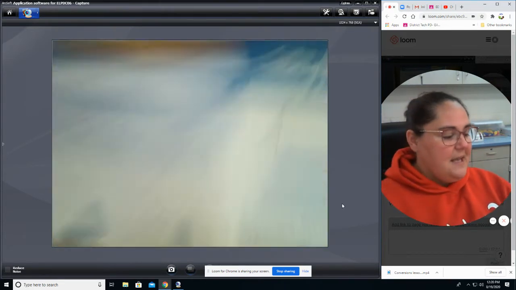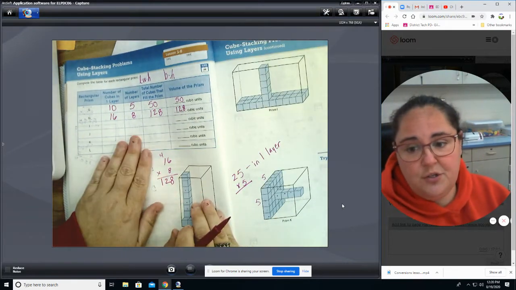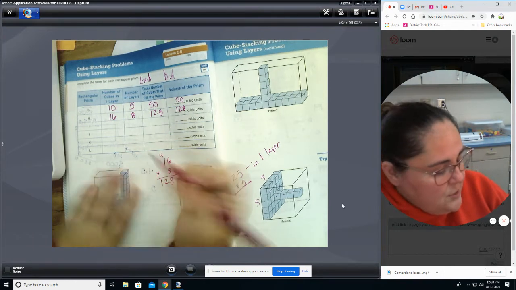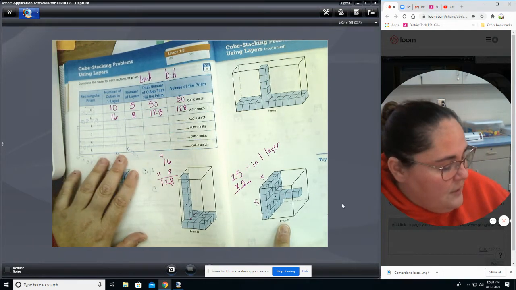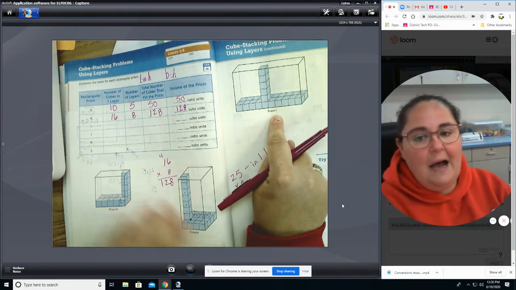All right. What you should have been doing while you were gone is you should have had these answers written in your chart. That is what it's there for. So for prism K and L, we're going to go through those in a minute. Let's start with prism I.